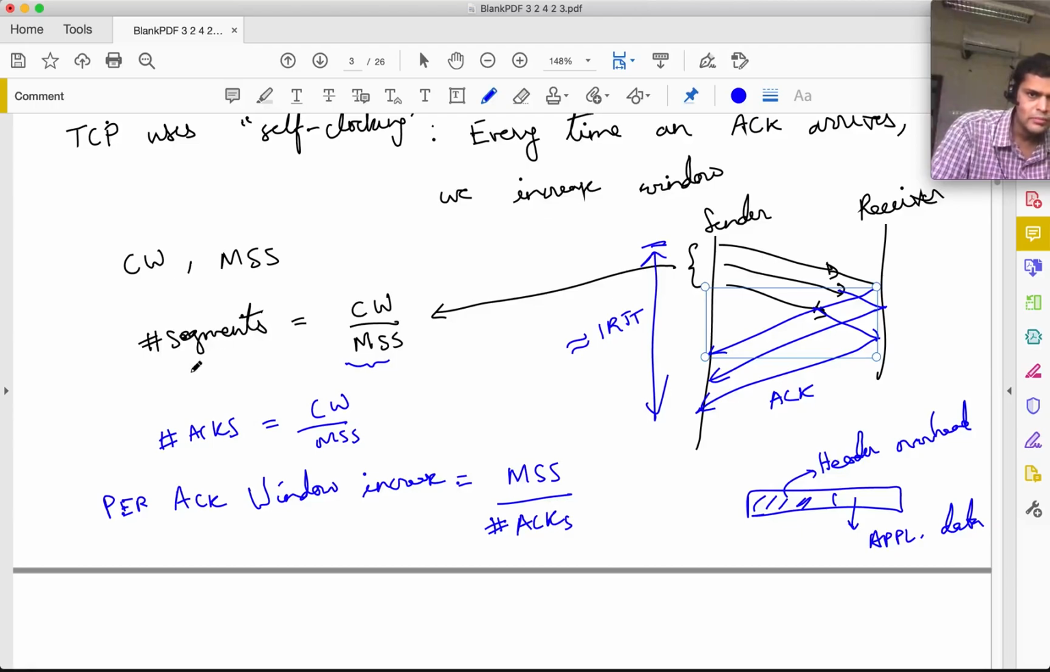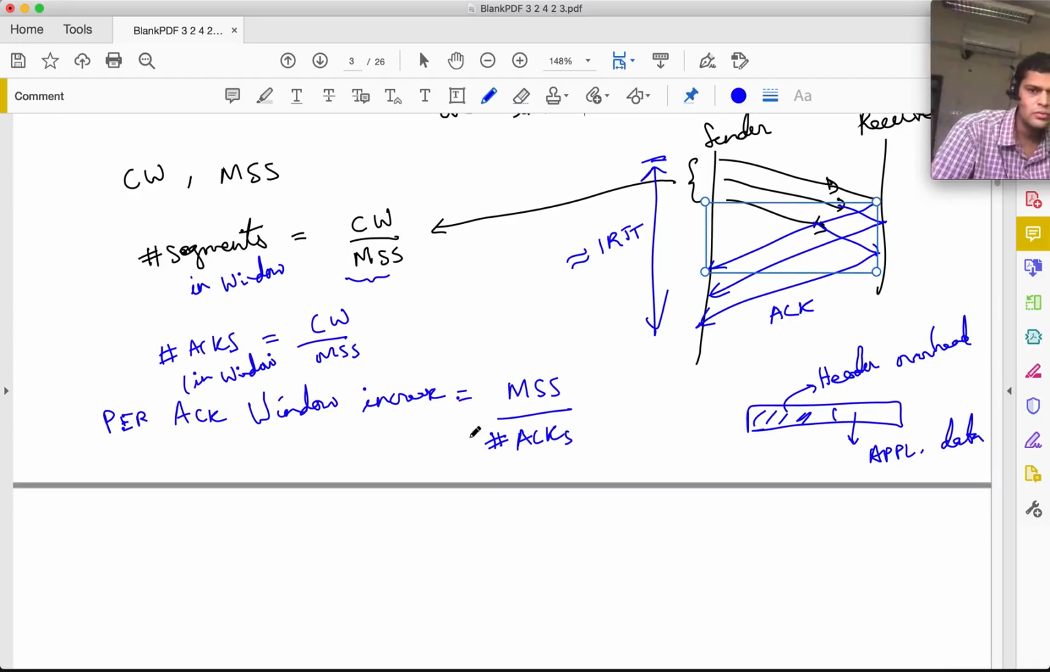So this is the number of segments in the window, number of ACKs coming back in the window. Okay, and so what is this going to end up? Intuitively this is clear, but the formula that we end up with will look a little bit weird.